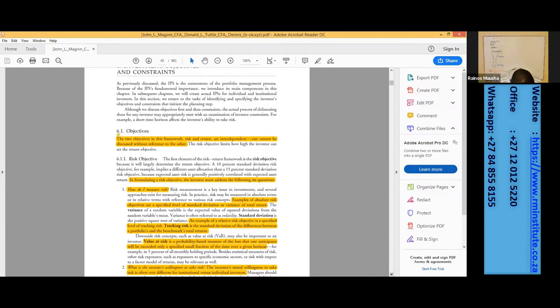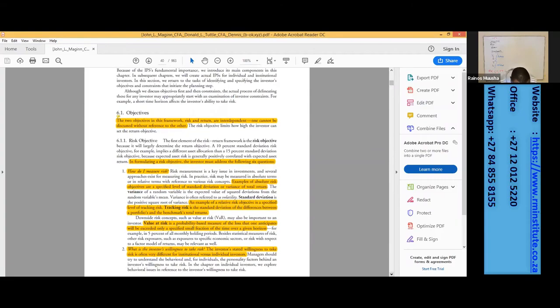So because of this, in section 6.1.1, we address the first objective, which is the risk objective. And here they say, the first element of the risk return framework is the risk objective, because it will largely determine the return objective as well. If you check the last sentence of that paragraph, they say, in formulating a risk objective, the investor must address the following 6 questions. And the first one is, how do I measure risk?